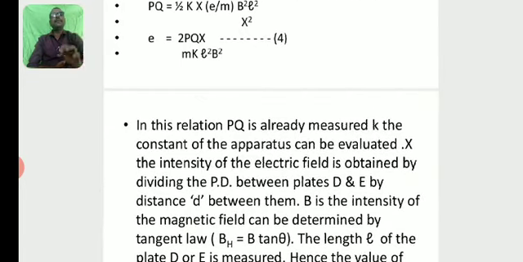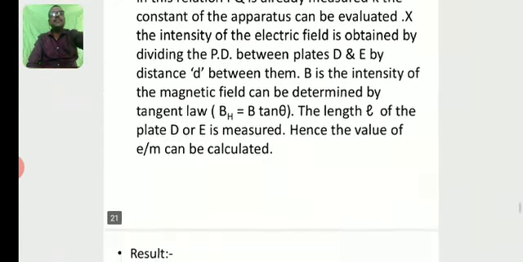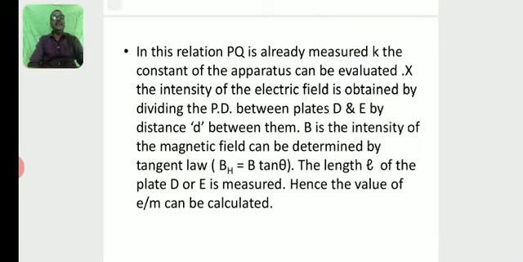In this relation, PQ is already measured. K, the constant of the apparatus, can be evaluated. The intensity of the electric field X is obtained by dividing the potential difference between the plates D and E by the distance d between them. B, the intensity of the magnetic field, can be determined by the tangent law, B H is equal to B tan theta. Then the length L of the plates D or E is measured, and the value of E by M can be calculated.